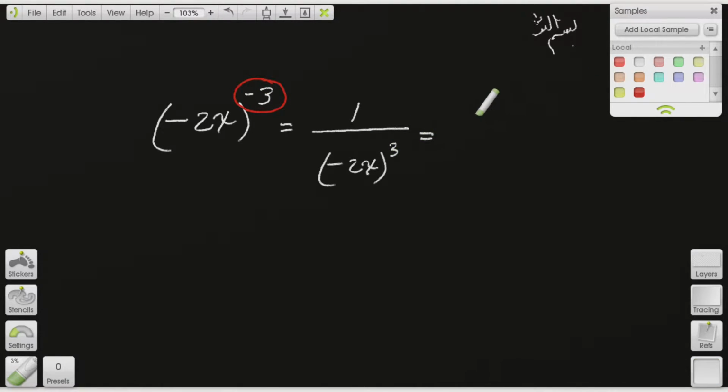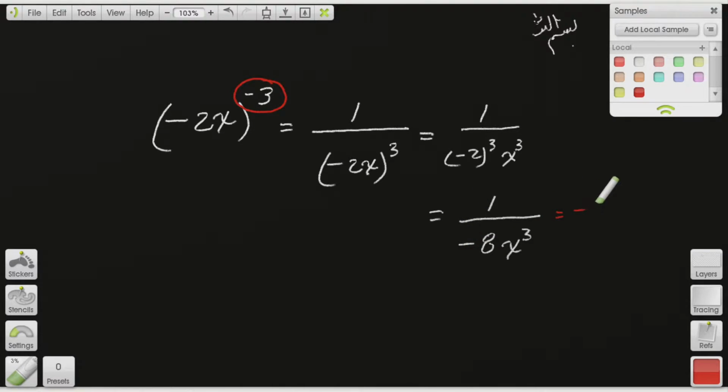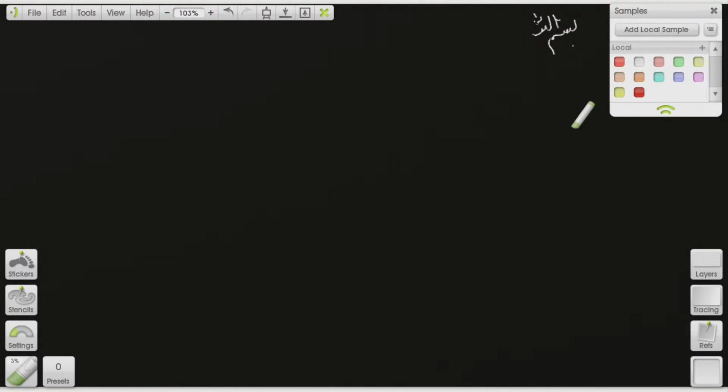Now you can simplify this. Negative 2 cubed times x cubed. This is the distributive property, so to speak. That becomes 1 over negative 8x cubed. Now this negative 8 can be written here or here. You can just rewrite it as 1 over 8x cubed, like this. This negative can be written either up here or down here. Alright.